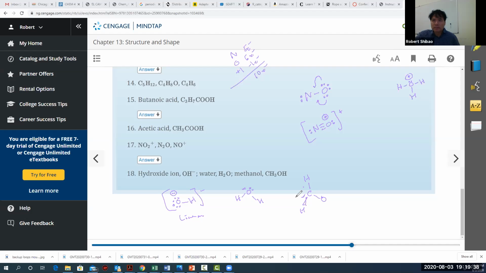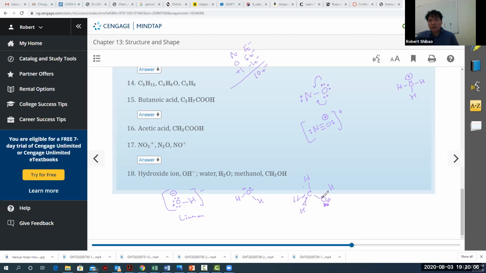Methanol, we did something similar to methanol already. Have a lone pair coming out and then a lone pair going in, like that. So this is tetrahedral around carbon here, 109.5, and around the oxygen it's tetrahedral EPG, but a bent molecular geometry.